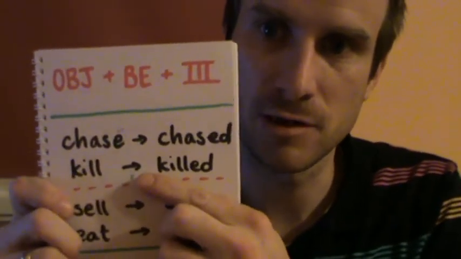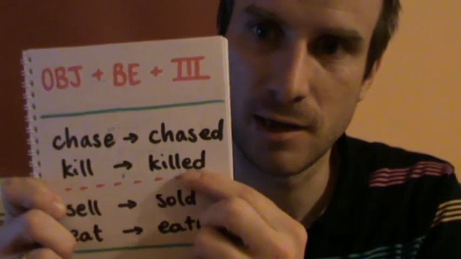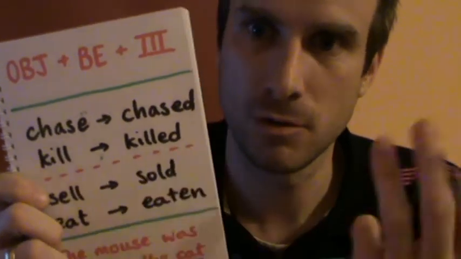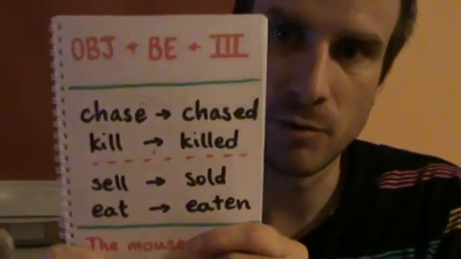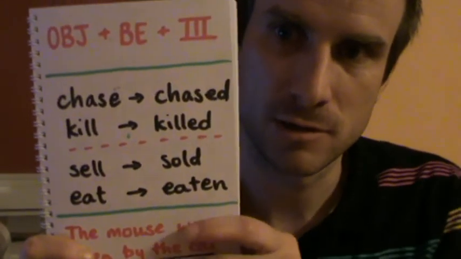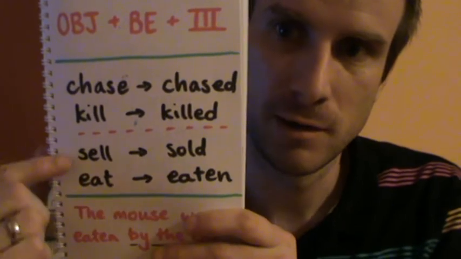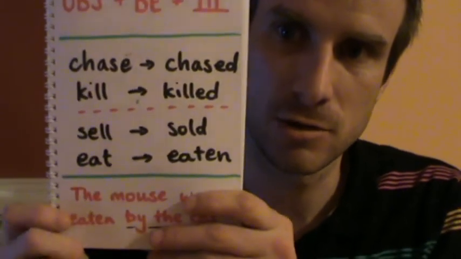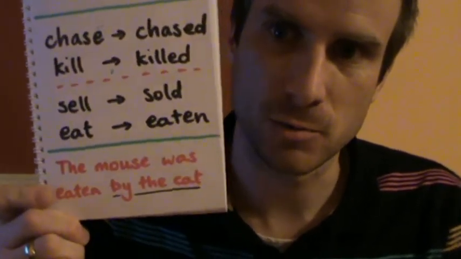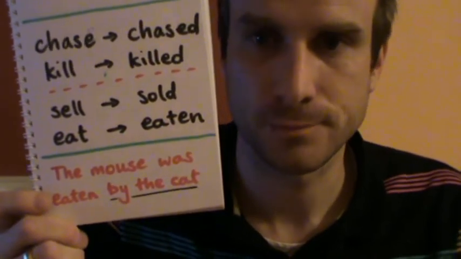If it's kill, for example, another regular verb, it's an ed ending. Kill, killed, killed, 3rd form is killed. If we're using an irregular verb, such as sell, sold, sold, will be the 3rd form. Eat, ate, eaten. So, for example, the mouse was eaten by the cat.